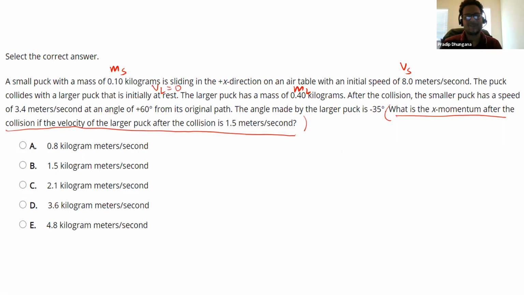You see this question has so much information, but we don't have to use all of it. The question is, what is the x momentum after the collision? Momentum is always conserved. This is a two-dimensional collision. Momentum is conserved. That means x momentum after the collision is the x momentum before the collision. You write that.